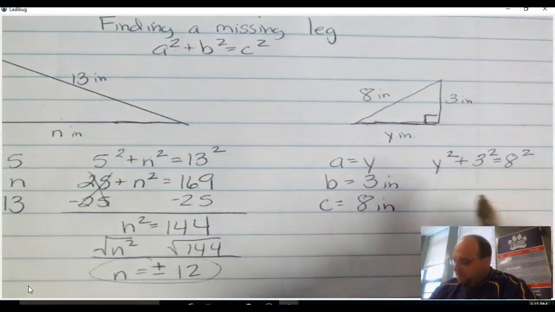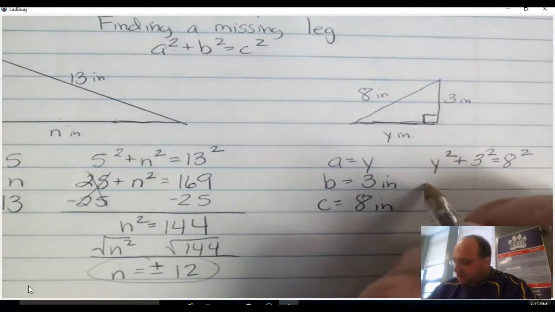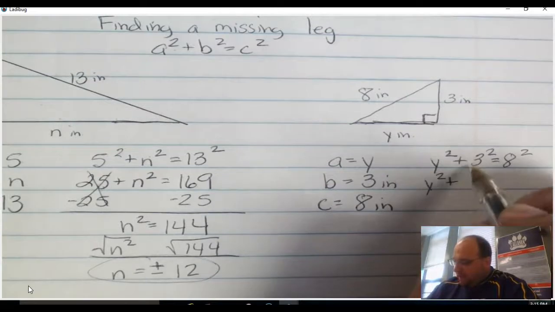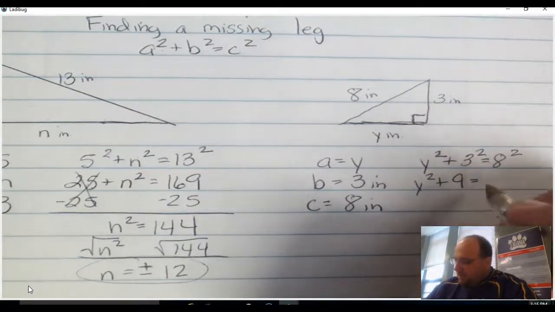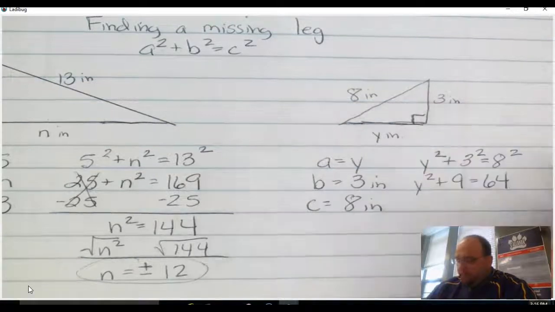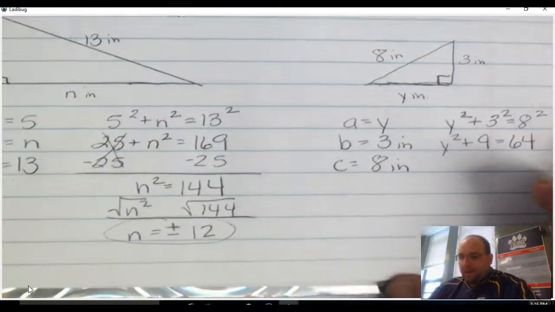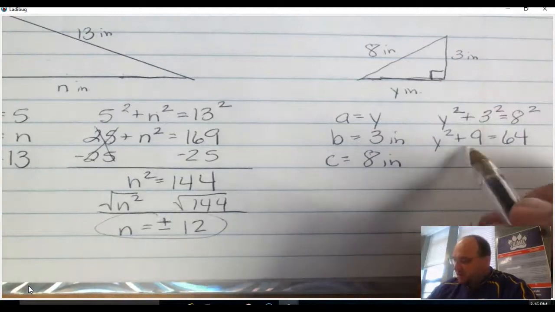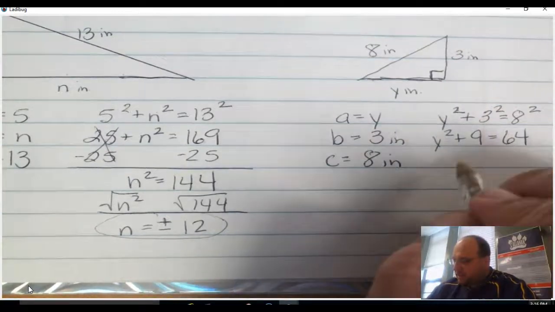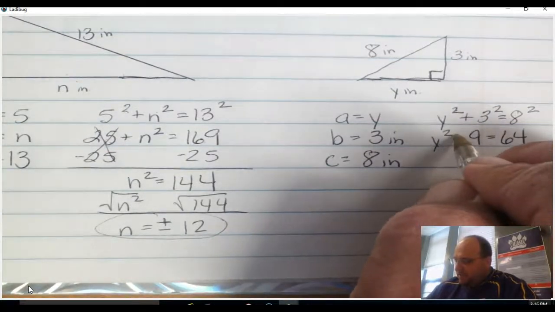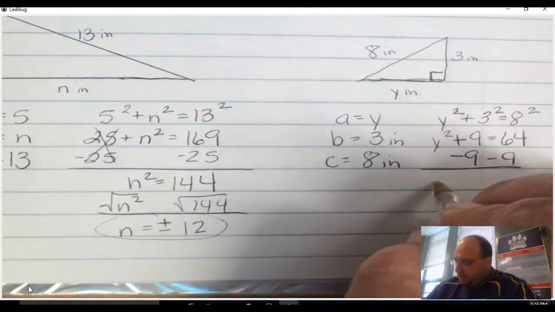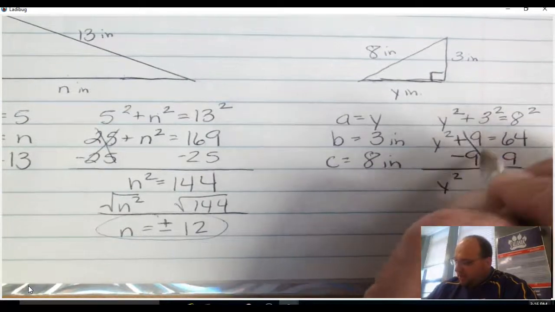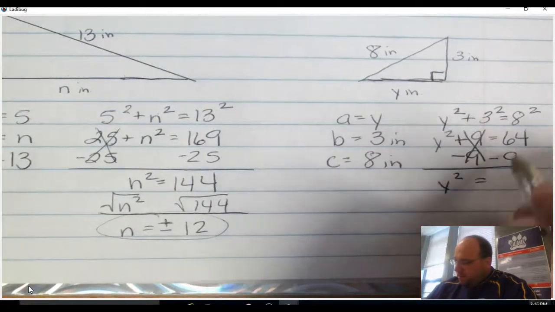I'm going to simplify. I cannot simplify y squared right now. I can simplify 3 squared, because 3 times 3 is 9. 8 squared is 8 times 8, which is 64. My next step is to move the 9 over next to the 64 by doing the opposite. Since it's adding, I'm going to subtract 9. This will leave me with y squared on this side, because those cancel out. 64 minus 9 gives me 55.